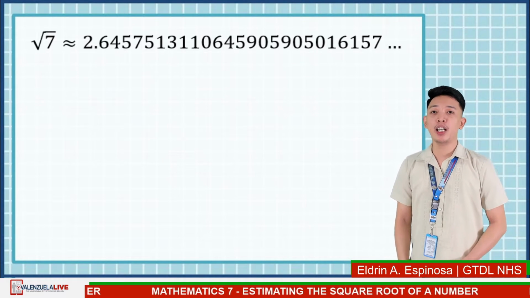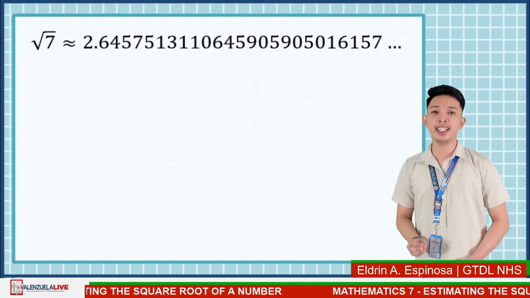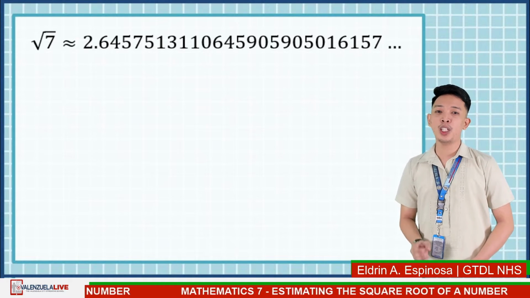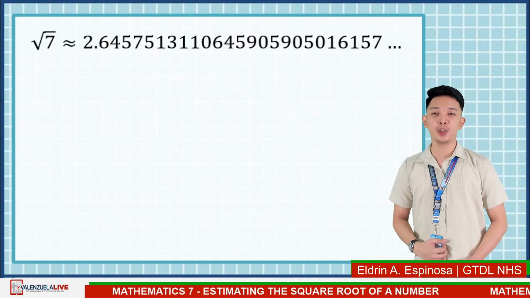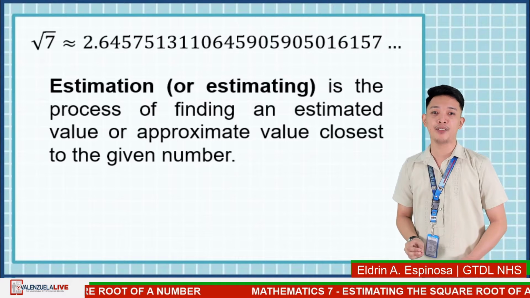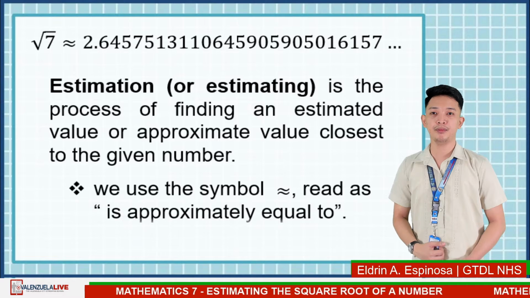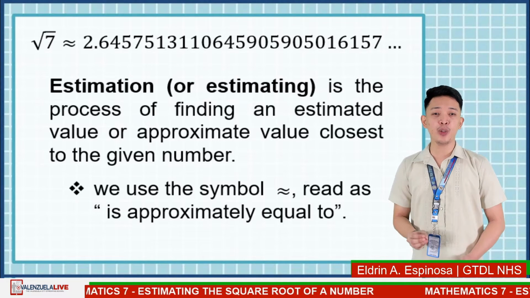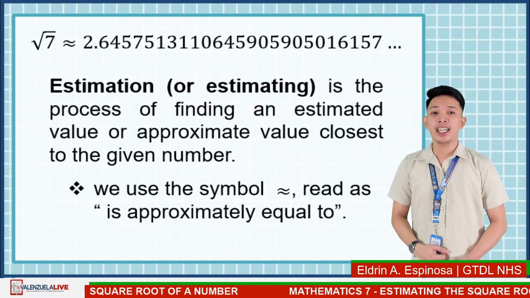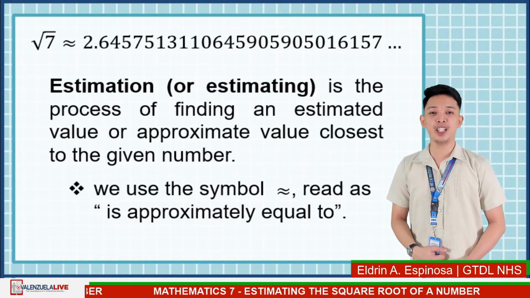For example, square root of 7. Since we cannot get the exact value of square root of 7 in decimal, we get only what we call an approximate value. Estimation is the process of finding an estimated value or approximate value closest to the given number. Instead of using the equal sign, we use the symbol double tilde, read as is approximately equal to, in giving an estimated value.